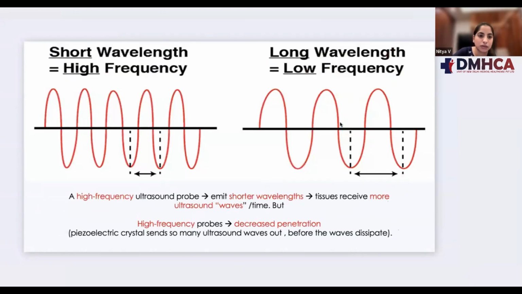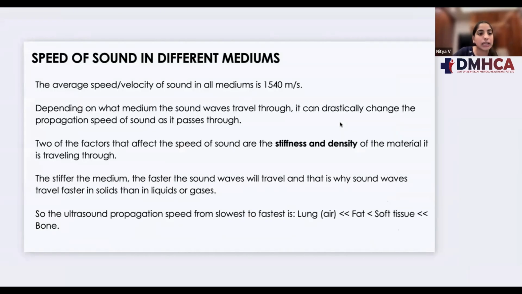Learning about the same thing in the schematic diagram, we can see that with a shorter wavelength and shorter distance, high frequency will be there, so more cycles will be traveling. With a longer wavelength, low frequency will be there and fewer cycles will be traveling. We have discussed that. Then in the formula, there was a term velocity. Velocity means the speed of sound. The speed of sound across all media on average is 1540 meters per second. Depending on the medium the sound wave is traveling through, the propagation of sound changes drastically.